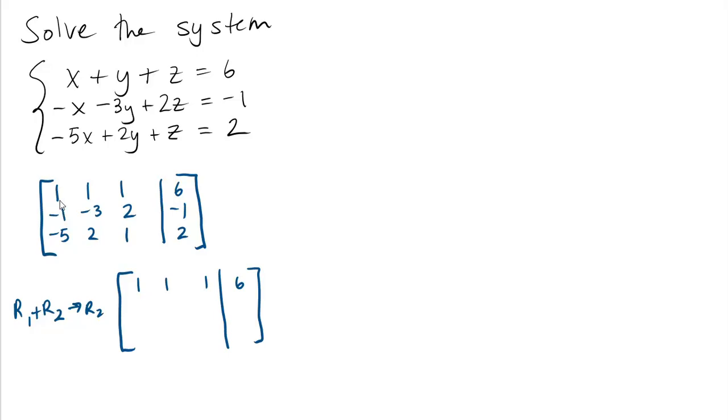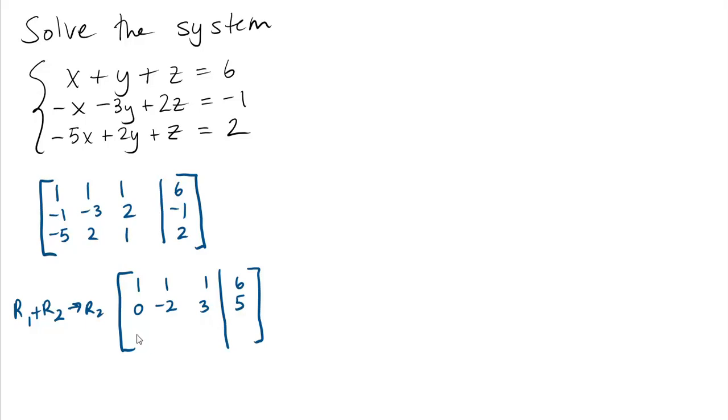So 1 plus -1 is 0, and 1 plus -3 is -2, and 1 plus 2 is 3, and 6 plus -1 is 5. That new equation says -2y plus 3z equals 5, which is what we would get from just adding the first two equations together. It's the same thing, we're just using a matrix representation. We're not unnecessarily copying down the variables over and over again.